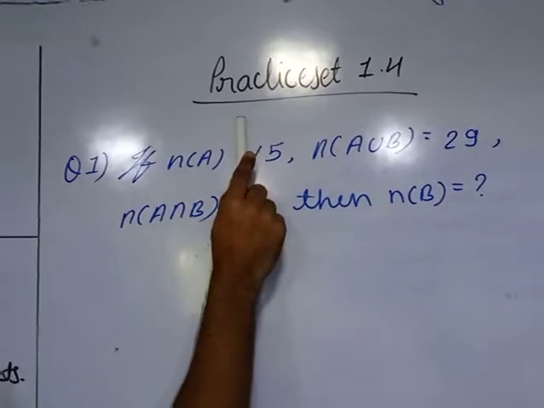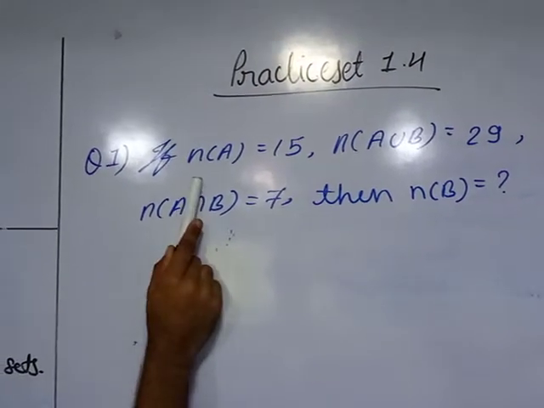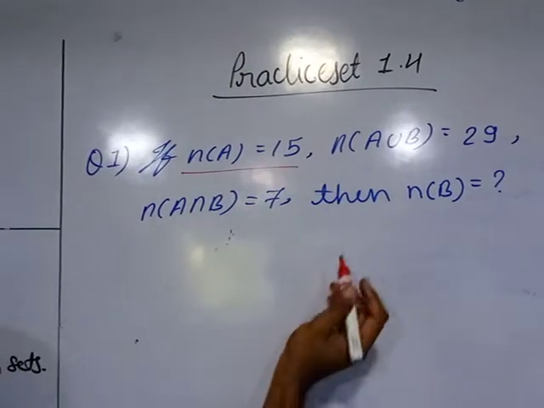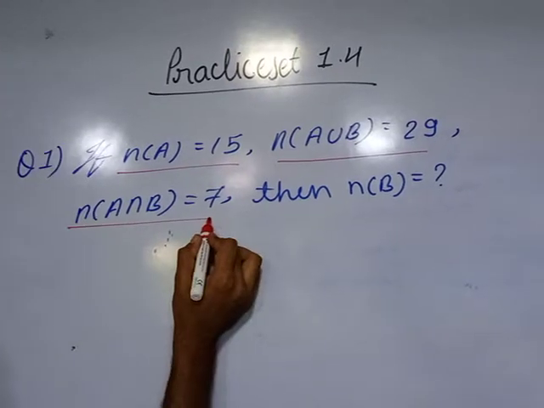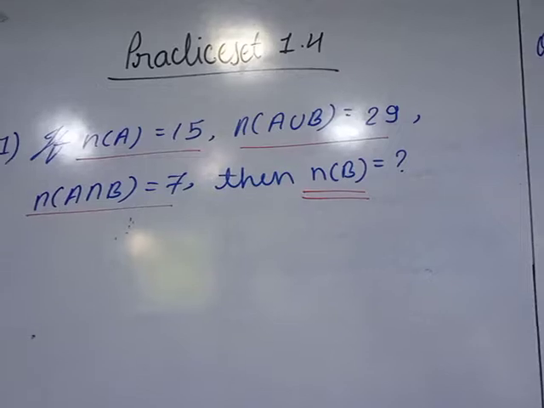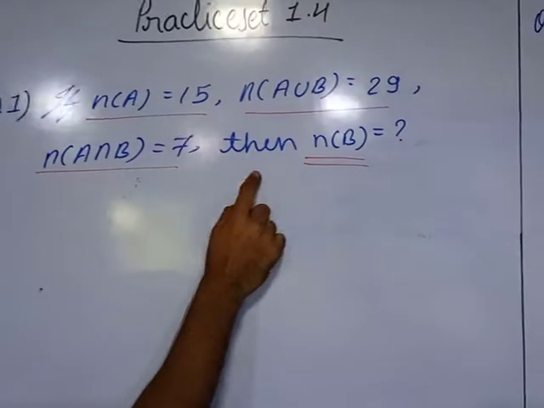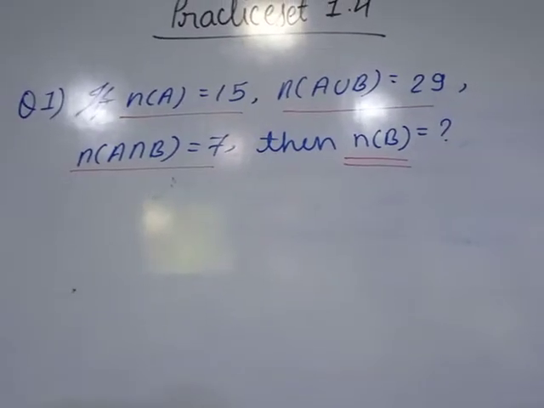Let's start practice set 1.4. Question number 1 is given. If we have n(A) 15, n(A union B) 29, n(A intersection B) 7, then we have to find n(B). As I said, out of these 4, if we have 3, the next one we can easily find. Let's start.